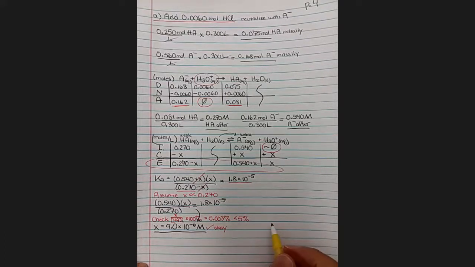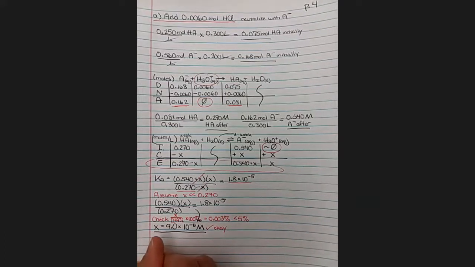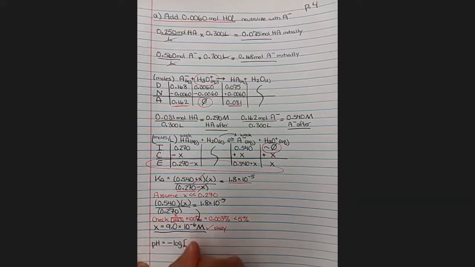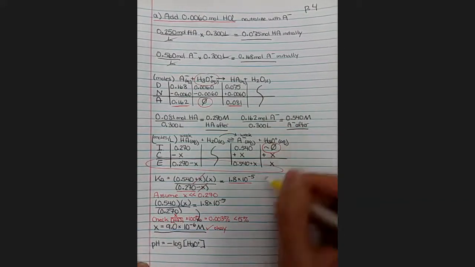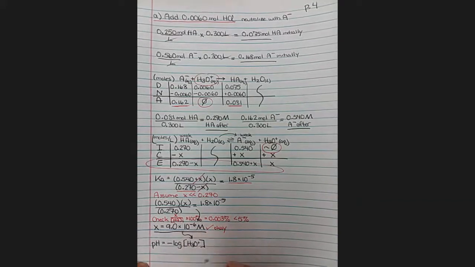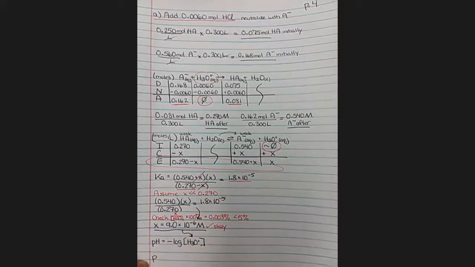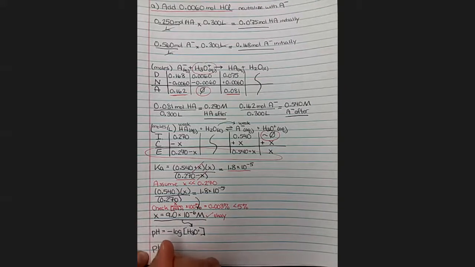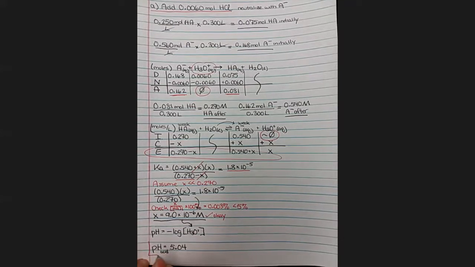Way back wherever we had the question, our goal was to find the pH, which is the negative log of hydronium. And hydronium was here, it was x. So we can just plug this number straight in. You're almost going off the page here. pH equals 5.04. And we'll call this pH acid just so we remember which one this is.